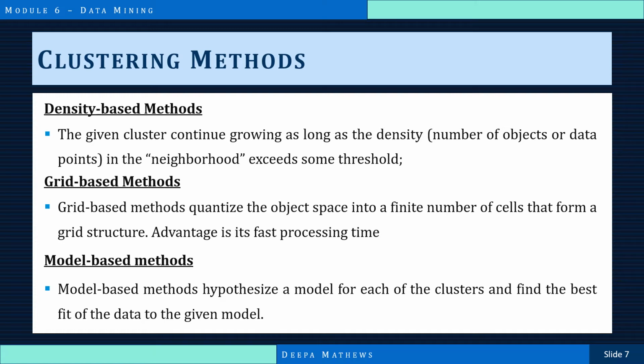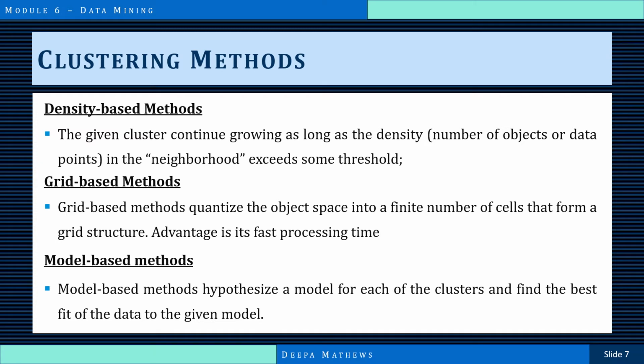The next method is grid based method. In this, the objects together form a grid. So this method quantizes the object space into a finite number of cells that form a grid structure. And the major advantage of this method is the fast processing time.